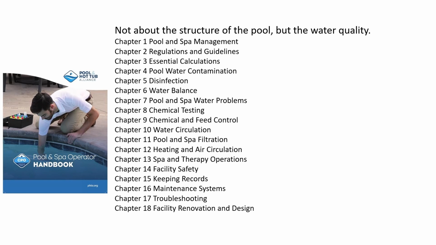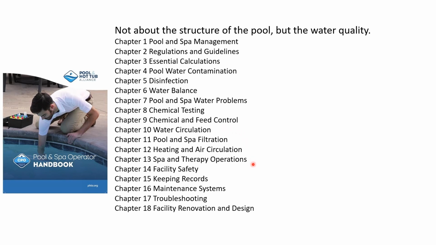Okay, so the Pool and Spa Operator Handbook. Now, it's not about the structure of the pool so much, but it's about the water quality. So that's what chemicals you're going to need to have in the water and how to check it and so forth. The chapters will pretty much explain what's in this book. Pool and spa management, regulations and guidelines, essential calculations, water and pool contamination, disinfection, water balance. See, we're talking about the water. Okay, chemicals. And then it talks about the circulation some.